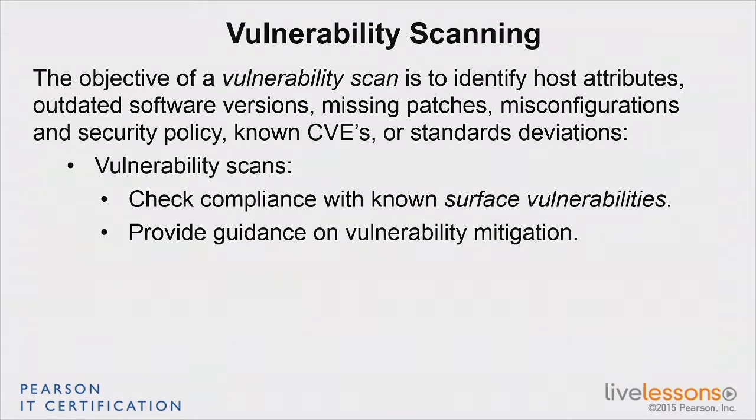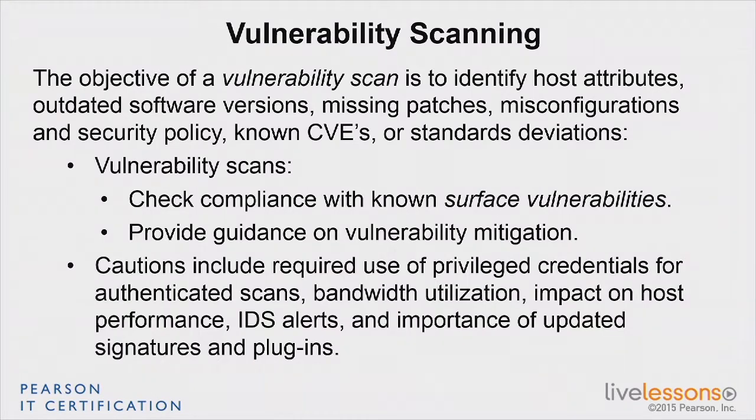Vulnerability scans often may provide guidance on vulnerability mitigation, and our cautions here include the required use of privileged credentials for authenticated scans, because our vulnerability scans can generally run in two modes, authenticated and unauthenticated. Authenticated is going to give us much better visibility, but now we're also operating in a privileged mode. We may use a lot of bandwidth, so bandwidth utilization. There can be an impact on host performance. We may trip a number of IDS alerts, and it's very important when you're vulnerability scanning that you keep updated signatures and plugins, because your vulnerability scanner needs to know, again, about the latest CVEs, about the latest patch levels, about the latest software versions. So keep your vulnerability scanning updated with signatures and plugins.